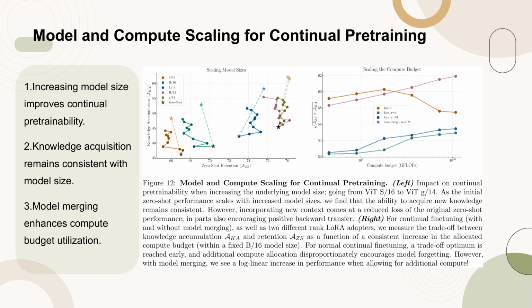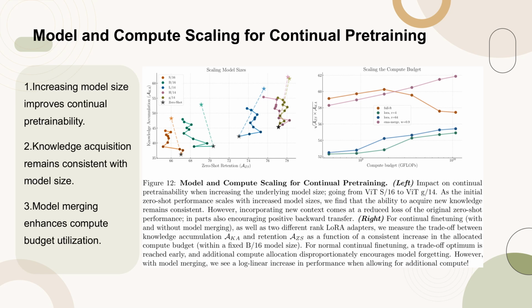Figure 12 illustrates the impact of scaling model size and compute budgets on continual pre-training. On the left, as model size increases from ViT S/16 to ViT G/14, the initial zero-shot performance scales accordingly.